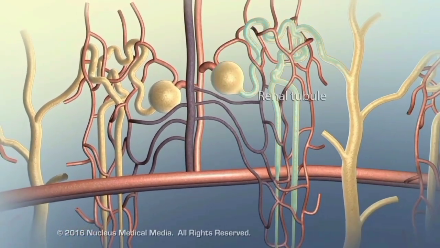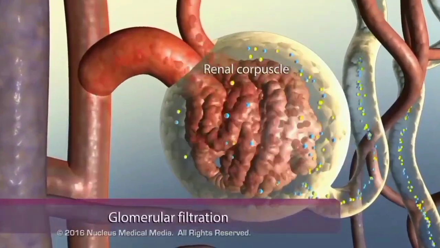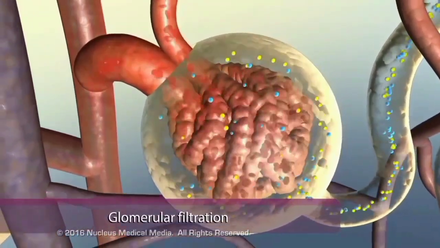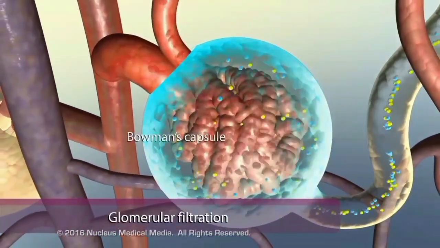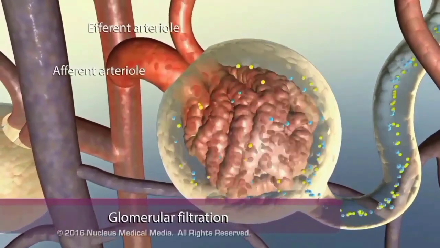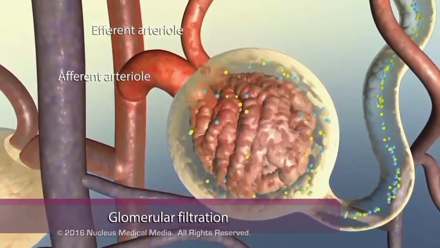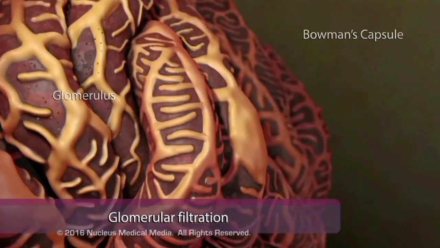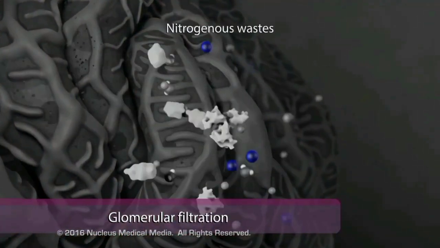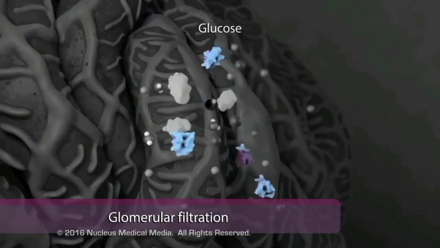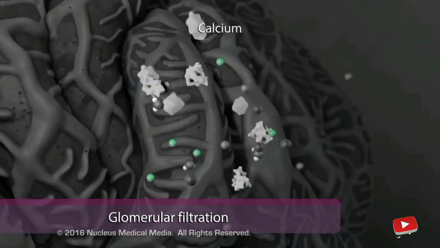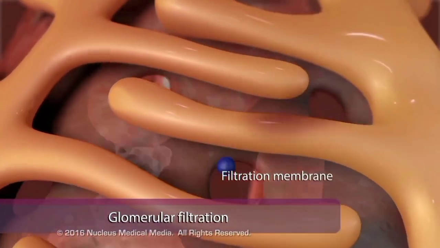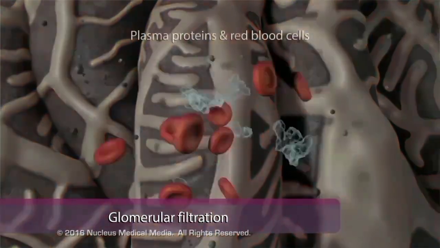The first step of urine production, called glomerular filtration, occurs in the renal corpuscle. It consists of a network of capillaries called the glomerulus and Bowman's capsule. The diameter of the afferent arteriole is larger than the diameter of the efferent arteriole. This difference creates higher pressure. Small substances such as water, nitrogenous waste, amino acids, glucose, sodium ions, and calcium ions are separated from the blood into Bowman's capsule through small openings in the membrane. Other substances, such as plasma proteins and red blood cells, are too large to pass through this membrane and remain in the blood.